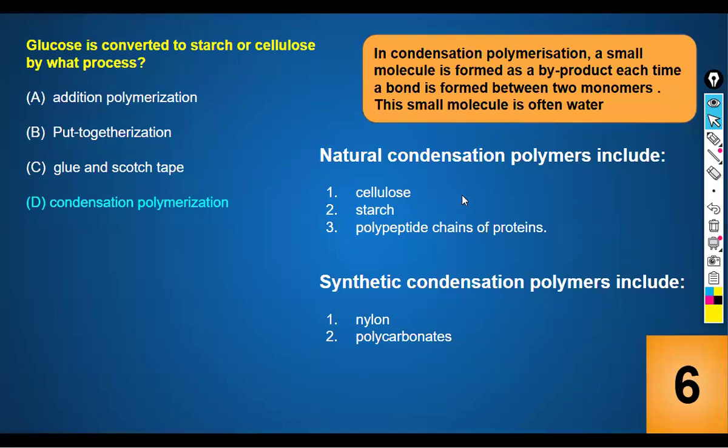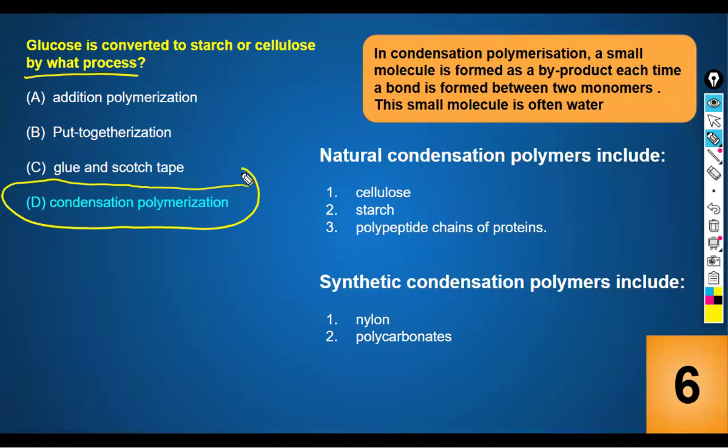So glucose, I think you all know, for those who are doing biology, it is possible to convert glucose into what? Starch or cellulose, right? How many of you do biology here and are familiar with the concept that glucose can be stored as starch or something called cellulose? So in the exam, they ask you, what is the name of this process by which we convert glucose to starch? And in chemistry, the correct answer is condensation polymerization.